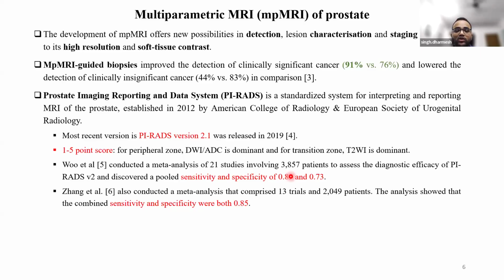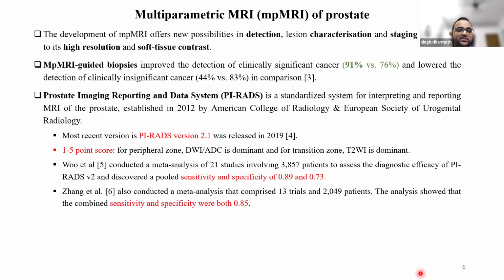Some studies also suggest biparametric MRI, which is a very current topic in prostate cancer. We only acquire diffusion weighted imaging and T2 weighted imaging, no more sequences. Some literature shows that biparametric MRI, rather than multi-parametric, may be sufficient for prostate cancer diagnosis.